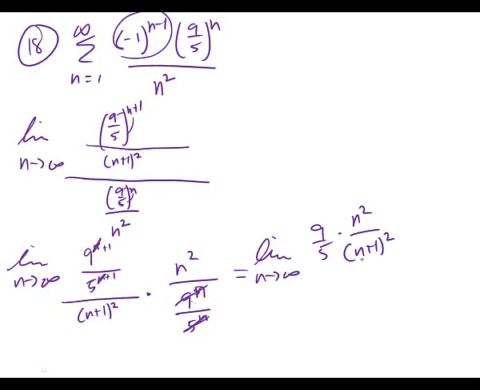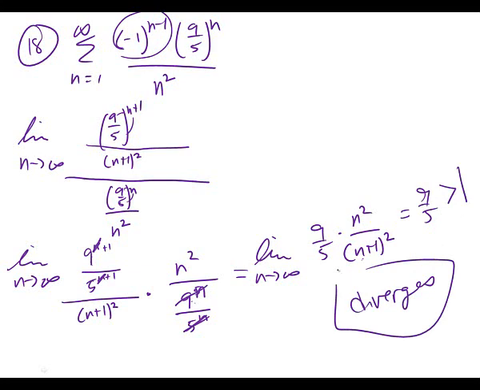Technically, what's the highest exponent in the denominator? N squared. So the exponents match, so what does the limit have to be? 9/5. We're greater than 1. When it is greater than 1, it diverges. It's kind of hidden behind the screen there, but it diverges.